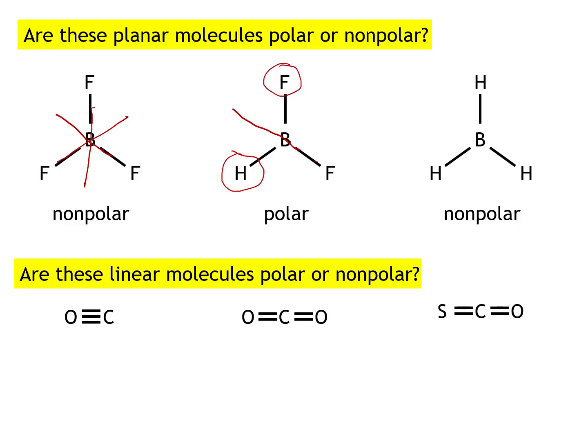Then for other examples, I have linear molecules, probably because I had the CO2 example. Carbon monoxide is one of the ones where carbon only has 3 bonds, so it's an exception as far as that goes. We look at that and we have 2 atoms and it's polar. Then we've got carbon dioxide. We already saw that it is nonpolar. And then SCO, it would be polar.